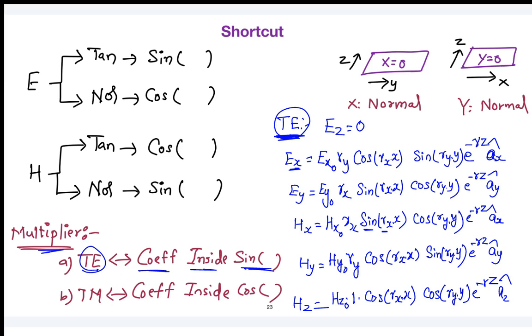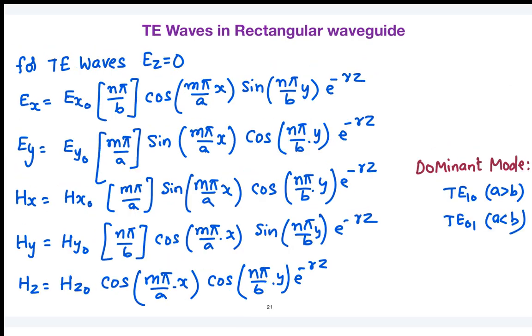Now these are the same equations that I have done in the previous case. The only change I have made is that gamma x is equal to m pi by a and gamma y is equal to n pi by b. I replaced those values and everything remains the same. You can see here, same thing. For HZ you are going to get both as cos. Have you understood the concepts?